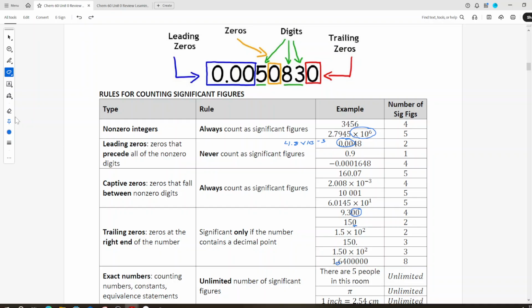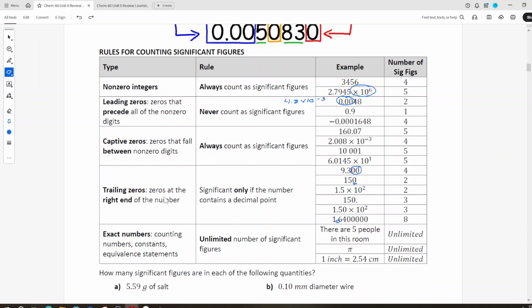And then the last rule is that if you have exact numbers, so things where there is no chance of having a decimal on there, it's as precise as it can get, that we count it as an unlimited number of sig figs. So for example, if I said there's 5 people in this room, well, I'm not going to say there's 5.2 people. You can't have 0.2 of a person. So that would be an unlimited number of sig figs.